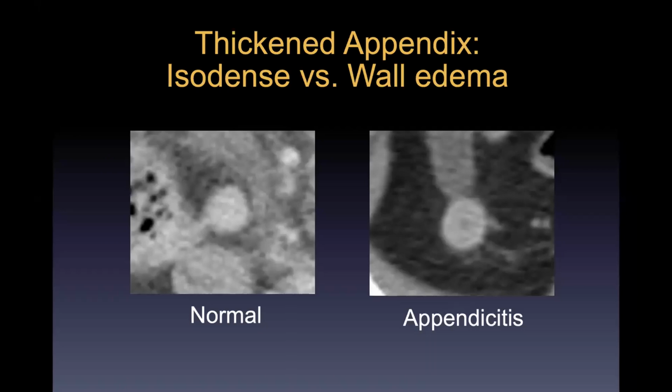Here's another subtle one. Two appendices, one is normal, one is early acute appendicitis. These were both about a centimeter. If you notice in the normal case, it's pretty uniformly isodense. In the case of appendicitis, we actually see wall stratification. There's that hyperdense, hypodense, hyperdense layering target appearance of the bowel wall, which indicates edema. That is appendicitis.